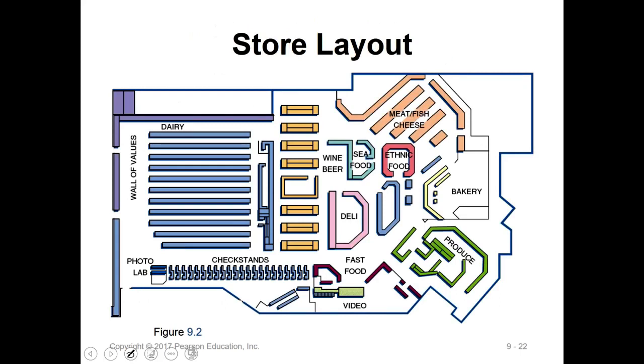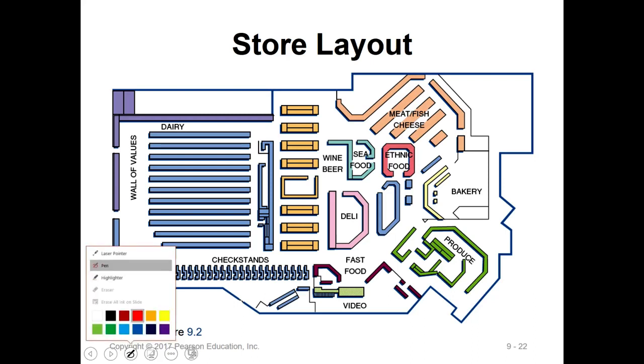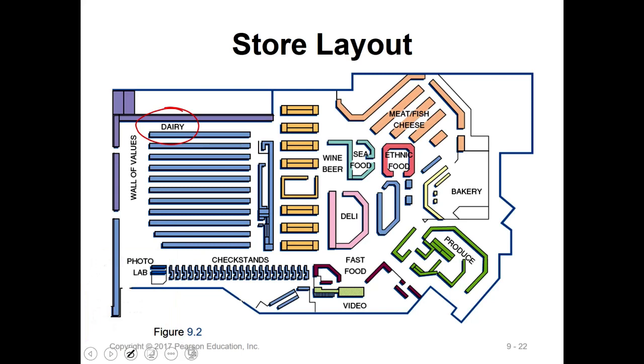So here is an example of a supermarket layout. This is dairy, the bakery is over here, and produce is a little bit here. This is the checkout area. If they want to grab these items, they probably need to walk a lot longer in the supermarket.